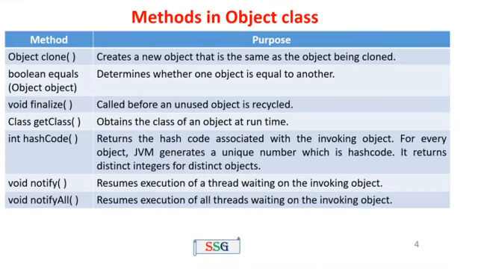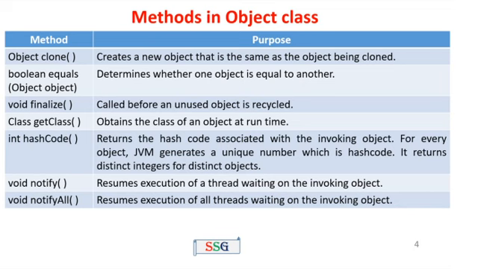Methods in Object class. I already told that Object is a class, so every class has data and methods. The methods available in the Object class are listed here. The first method is clone. The method name is clone. The method returns the data type as Object. It creates a new object that is the same as the object being cloned. That means it creates a duplicate copy of the object.